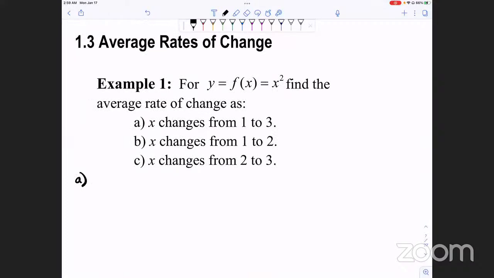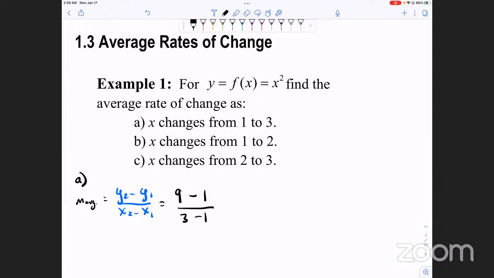Let me just call it y average, the average rate of change. Again, that's going to be y2 minus y1 over x2 minus x1, right? So let x2 be 3. If we plug 3 in, 3 squared is going to be 9, minus 1, over 3 minus 1.